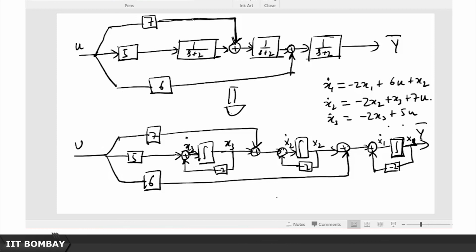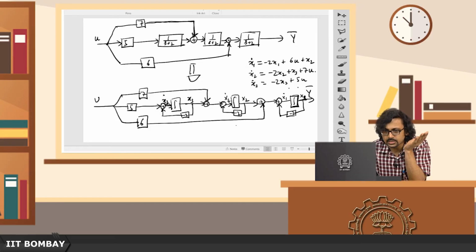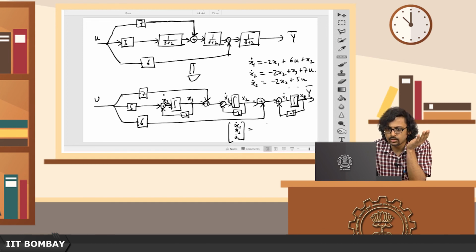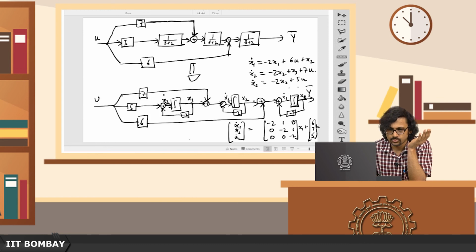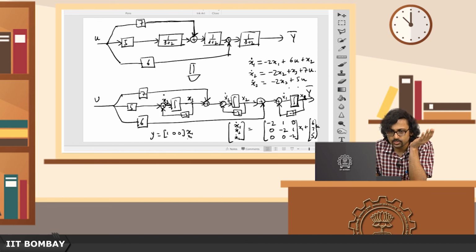So if I just realize these three states, and forget about that, then what I have is not exactly a diagonal realization, but you see it's close to a diagonal one. So x1 dot, x2 dot, x3 dot is equal to the matrix [-2, 1, 0; 0, -2, 1; 0, 0, -2] times x, plus of course [6, 7, 5] u, and y is given by [1, 0, 0] times x1, x2, x3.